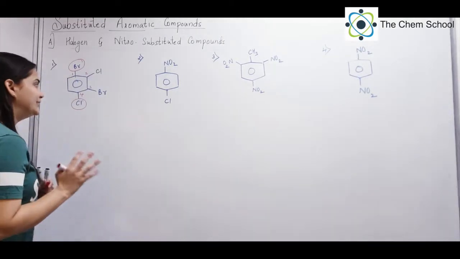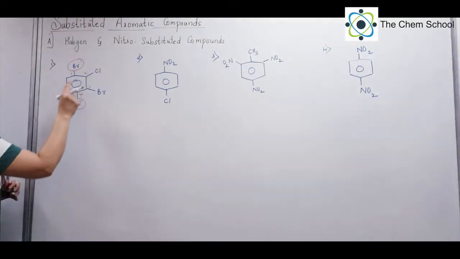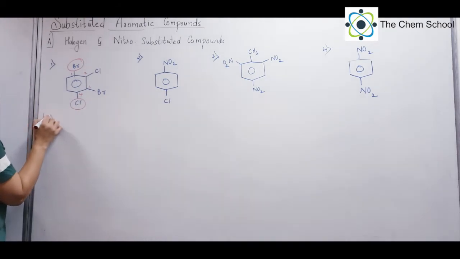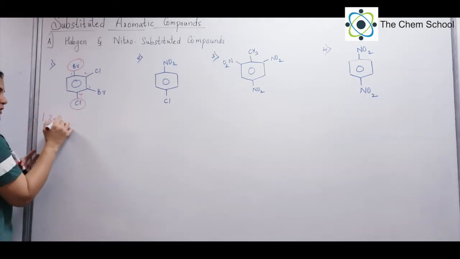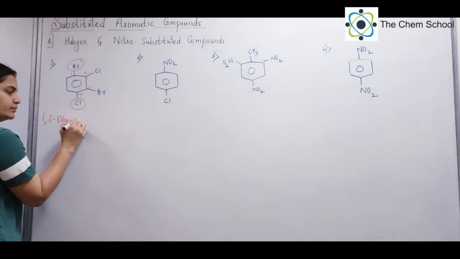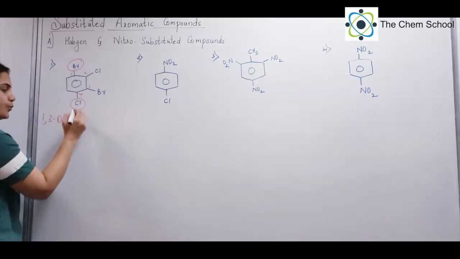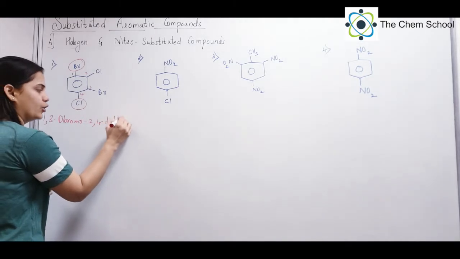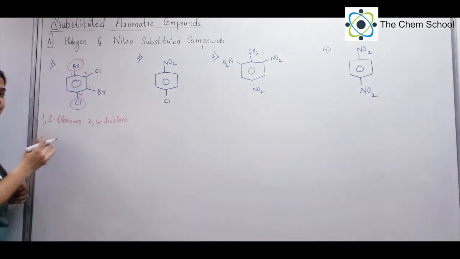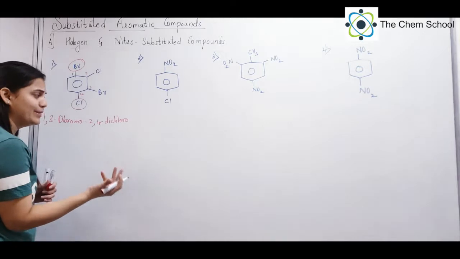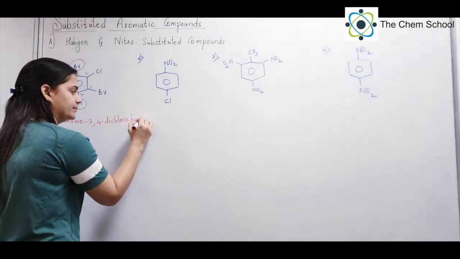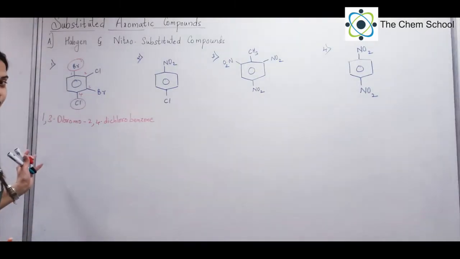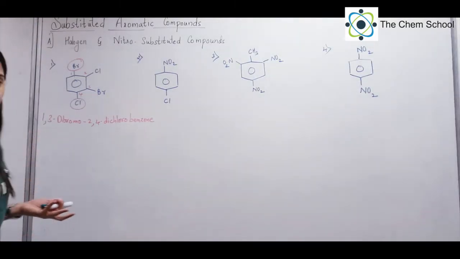Fine. Let's do the naming for this one. You can see that 1 and 3 is your bromo, so write down that name: 1,3 dibromo. Then come to chloro. You have 2,4 dichloro. And ultimately the ring, the nucleus, is of benzene, so you will say it is benzene. I hope this is very clear to all of you. So this is your name.